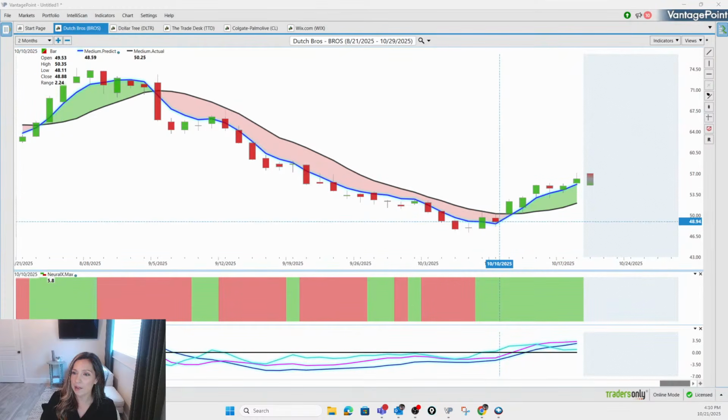Now, if we take a look at the remainder of this trend, great, okay, entry. Now, how do you manage that position? Well, good news is that predictive moving average is going to do a lot of that for you. As long as that blue line stays above the black line and this trend remains green all throughout here, we've got good confirmation that this trend is likely to continue in a bullish direction.